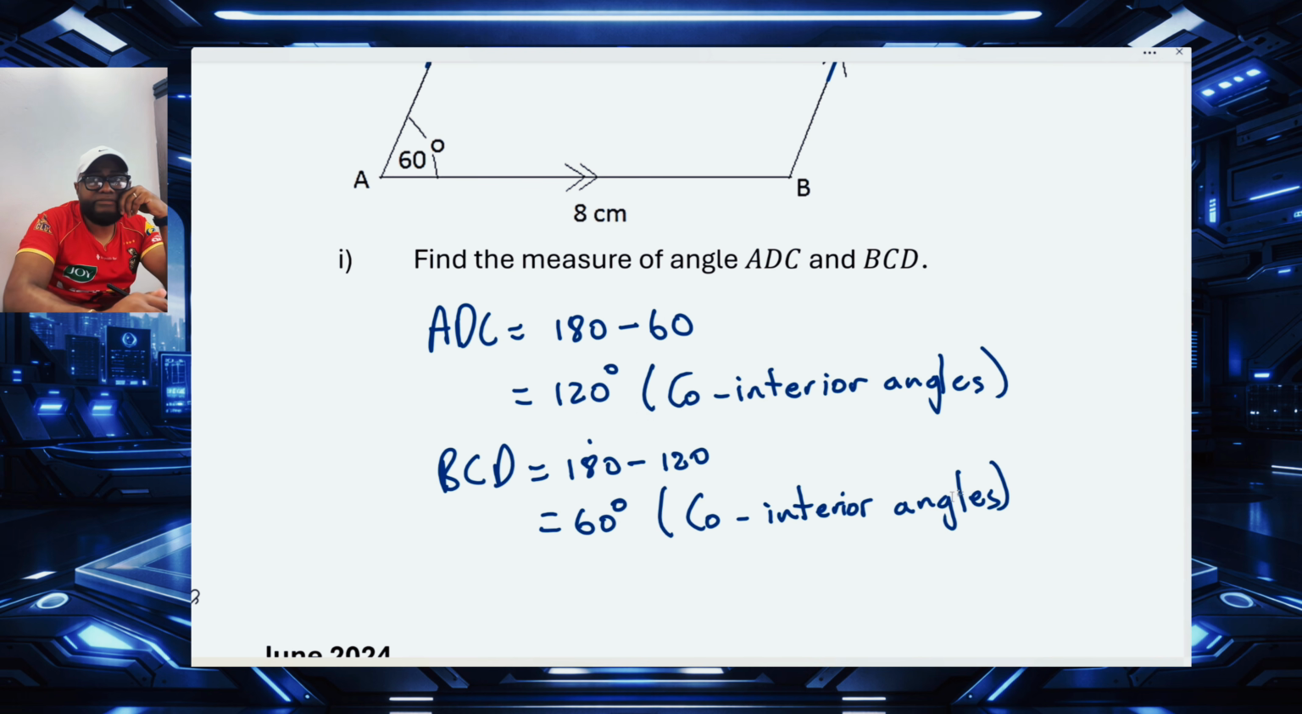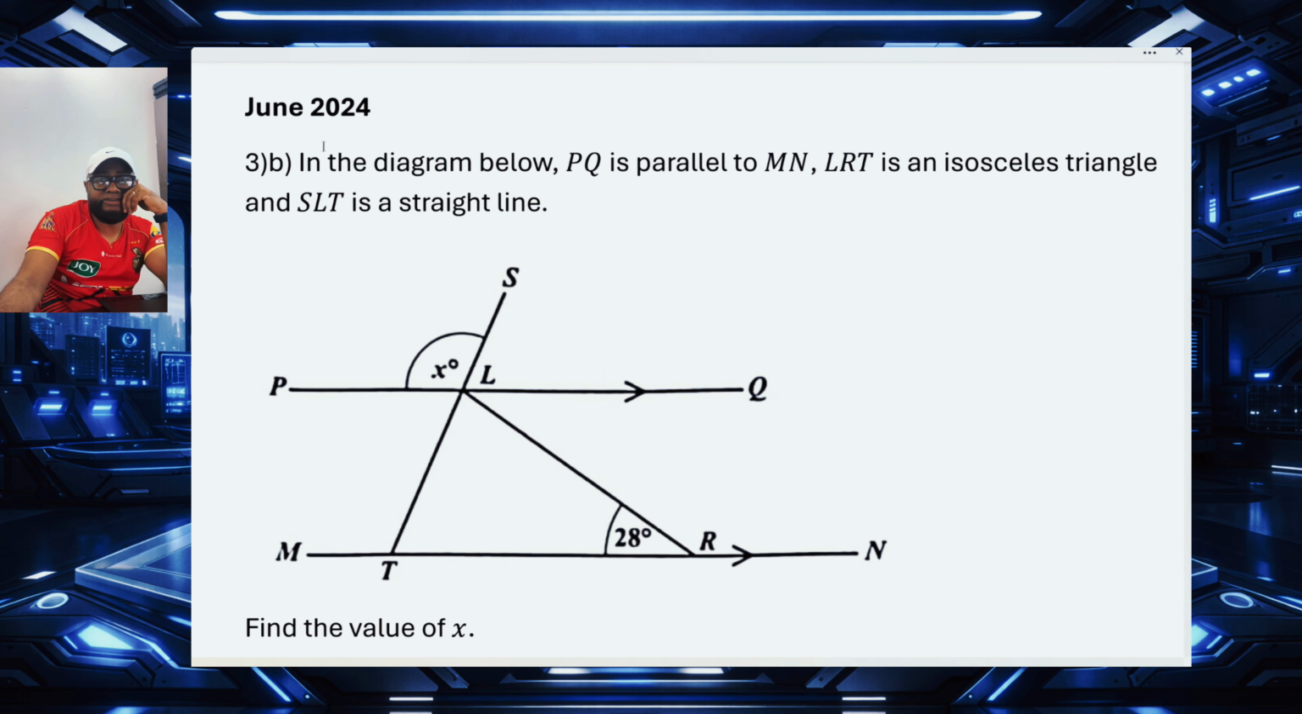Co-interior angles add up to 180 degrees. And what should be going on in your brain? June 2024, right? So we're going in the diagram below. PQ is parallel to MN, right? So that's supposed to be in your brain already, just showing you know that two lines are parallel.